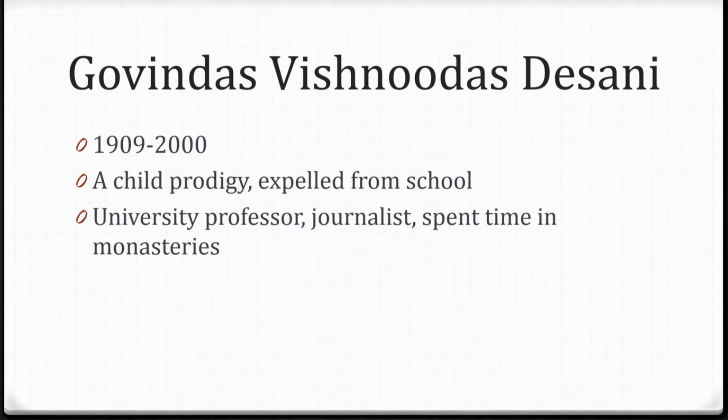So, who is G.V. Desani? He is Govindas Vishnudas Desani. He was born in 1909 and lived till 2000. He was considered a child prodigy. He was expelled from school at the age of 13 or 14 because his teachers felt that he was basically unteachable. However, he ended up having a very diverse and varied career.